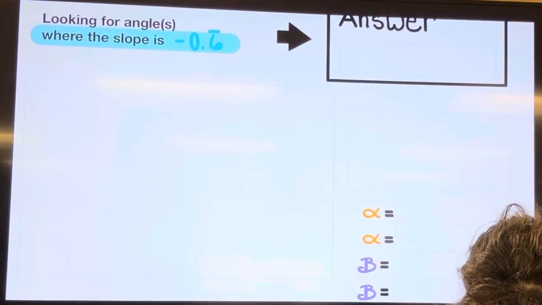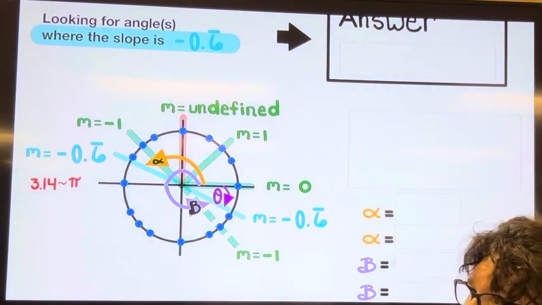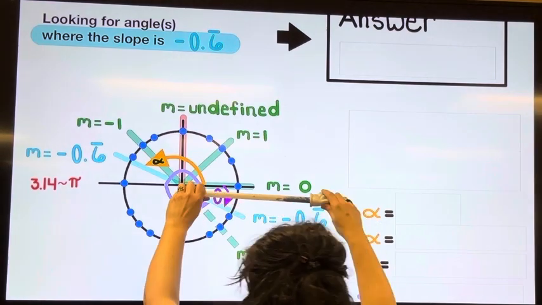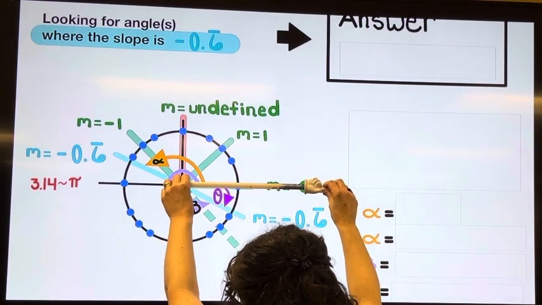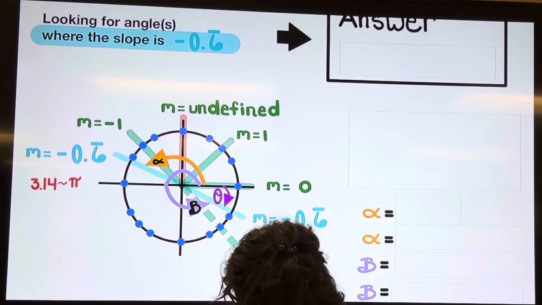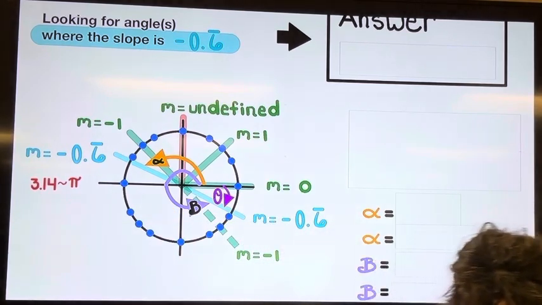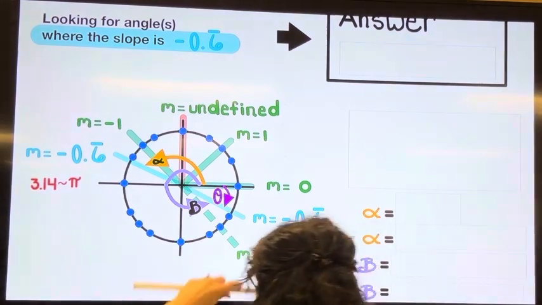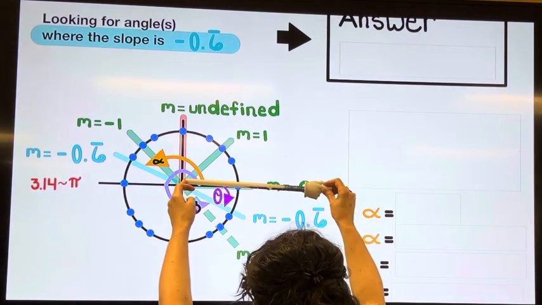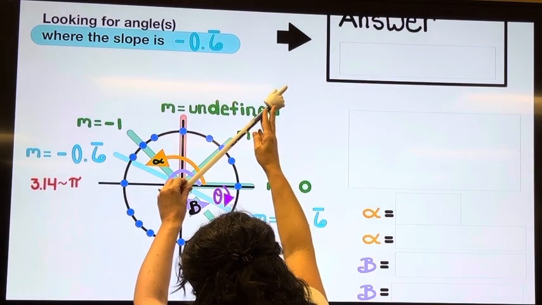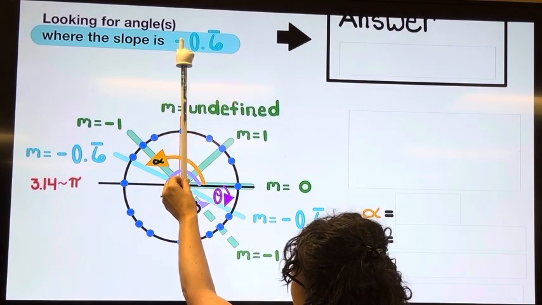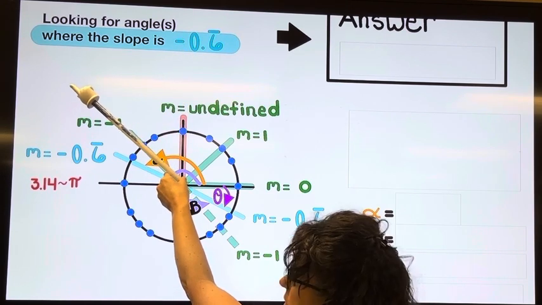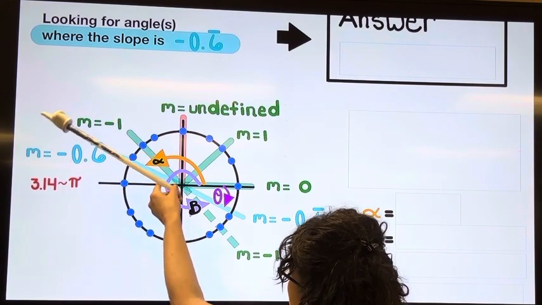So let's start off with a picture of my unit circle. I already have kind of a lot of stuff here. Sorry, but keep in mind, the slope of this line is 0. The slope of this line is 1. The slope of this line is undefined. The slope of this one is negative 1, because we're going downhill, and so forth.